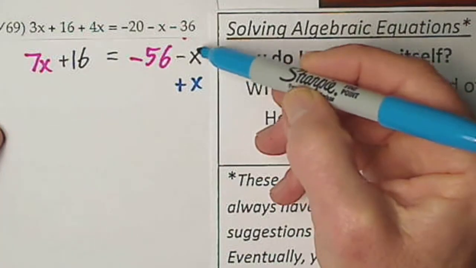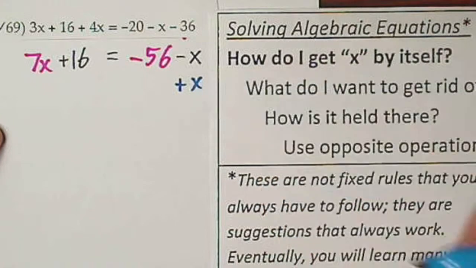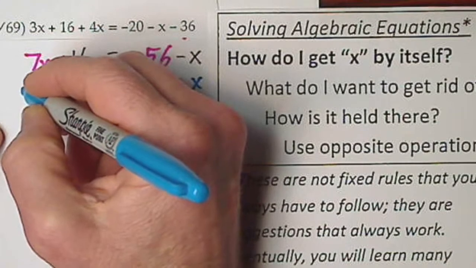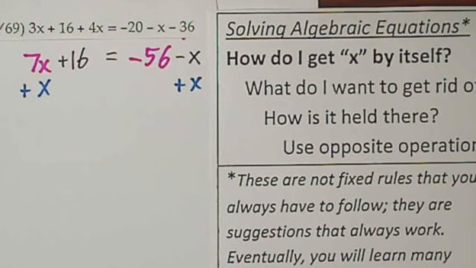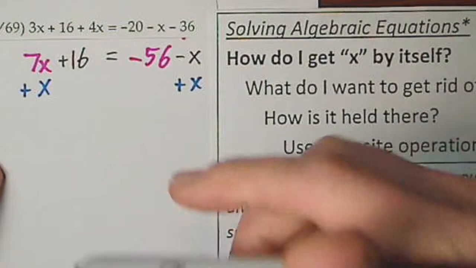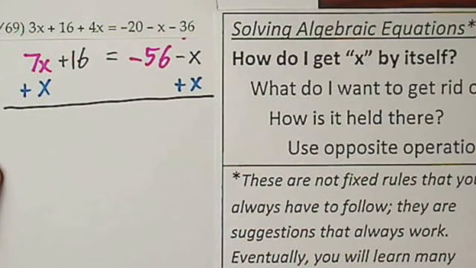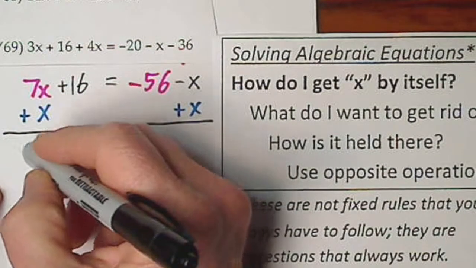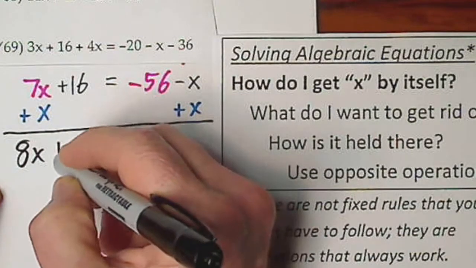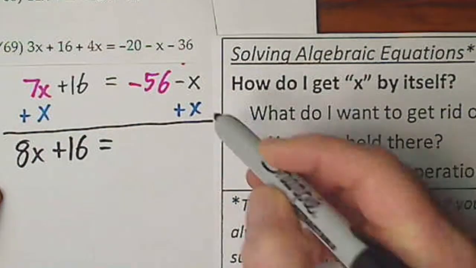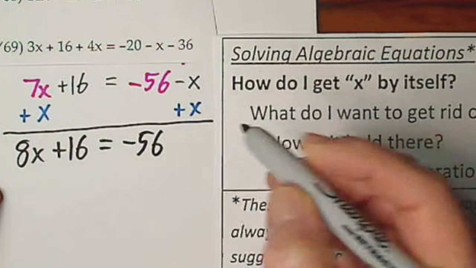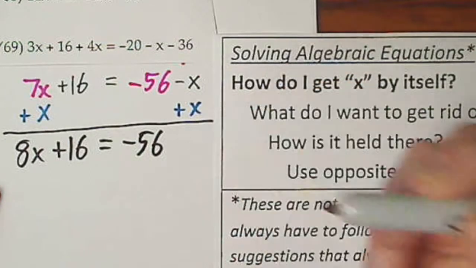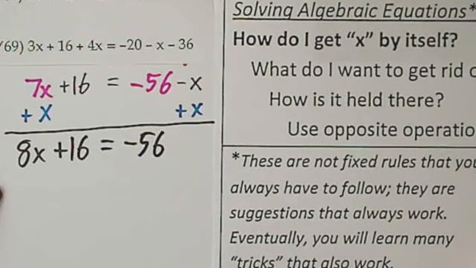And again, I didn't take this negative x and push it down. I introduced a positive x. If I put something on one side of the equation, I have to put it on the other side of the equation to keep it balanced. And now I just draw a line and bring everything down to see what I still have to deal with here. So that's a positive 1x, so now we have 8x, positive 16, and just a negative 56. Negative x, positive x, I don't know what x is, but if I have a negative and a positive when I put them together, I got nothing. So I don't have to write that 0.